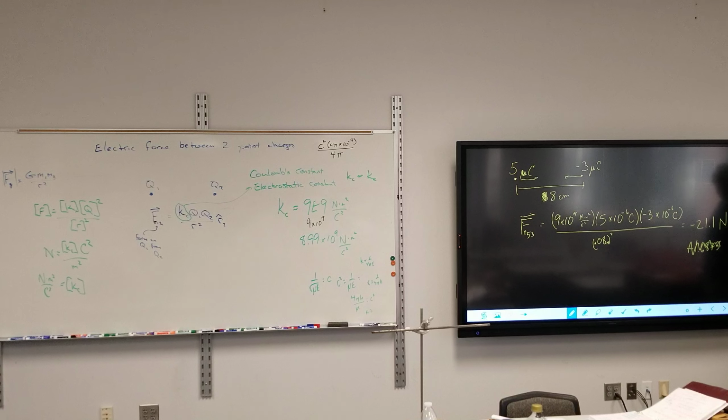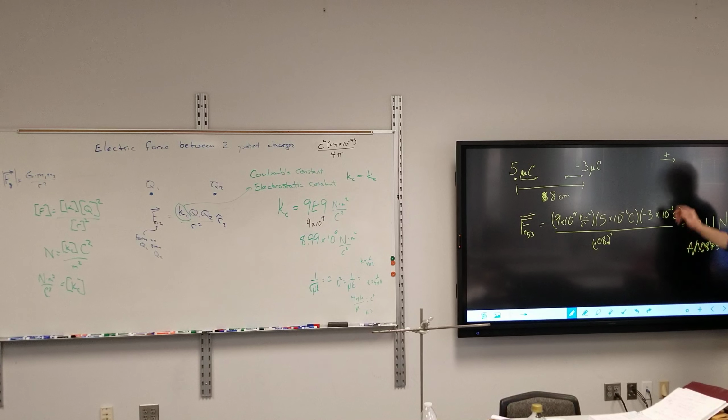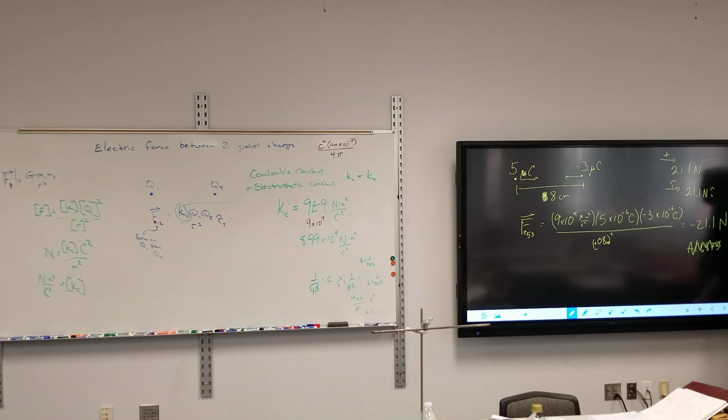Number one, I could just do the r2 hat, and that indicates it's in the negative r2 hat direction. In other words, it's towards r2. That's perfectly fine. Or we could have established that to the right is positive, in which case the answer would be 21.1 newtons. We could have said to the right is the i-hat direction, and make it 21.1 newtons i-hat. So there are different ways of expressing the exact same answer. Probably the simplest is doing this.